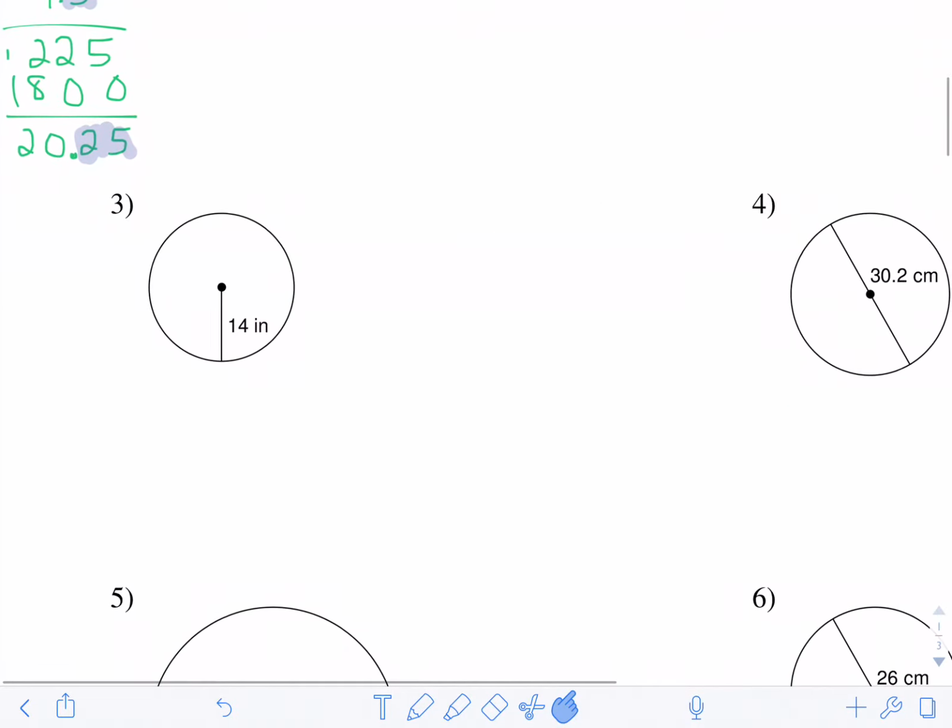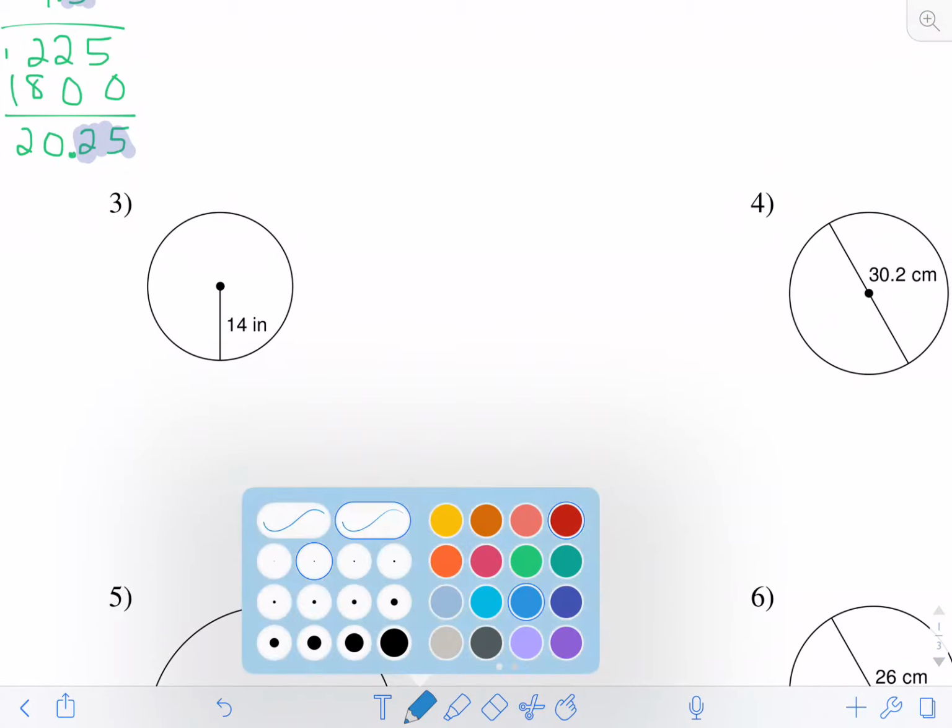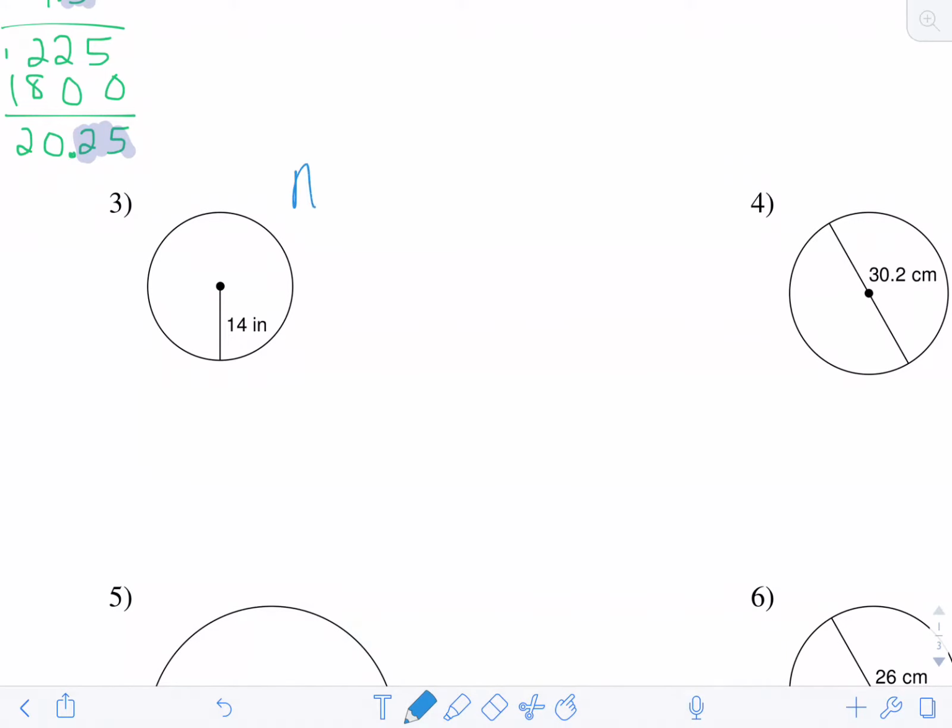Okay? Number 3. For number 3, we have area is equal to pi r squared. And yes, you're going to write this down every single time. My radius is 14 inches. So when I plug this in, area is equal to pi times 14 inches, all of that squared. So I'm going to do 14 times 14.